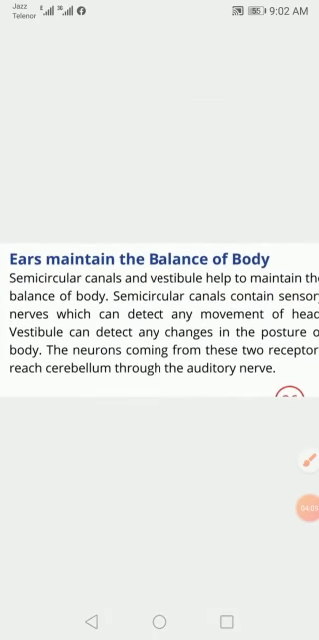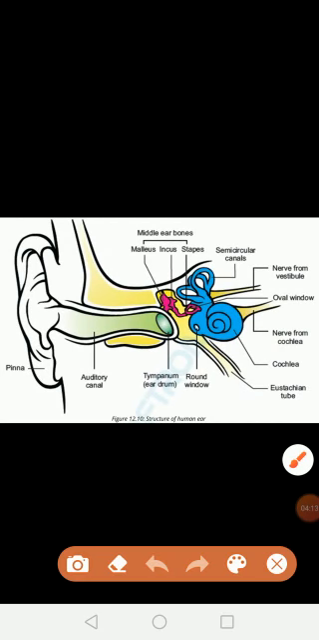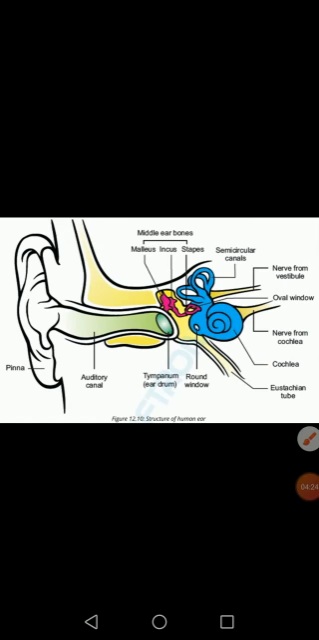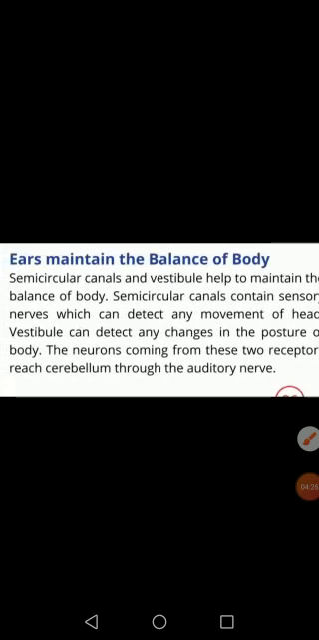This diagram shows that there are nerves from the vestibule and also nerves from the semicircular canals. These reach the brain, and then it maintains the balance and posture of the body. This is the basic function of the ear.